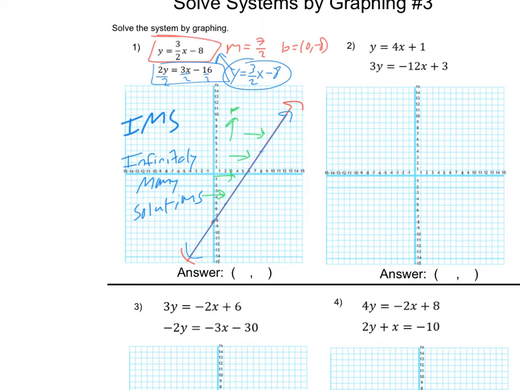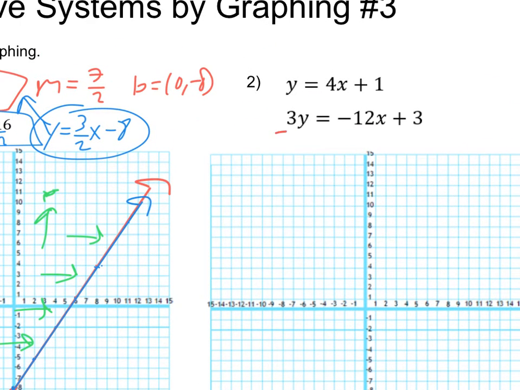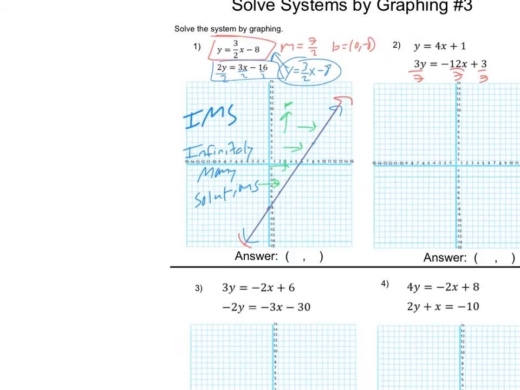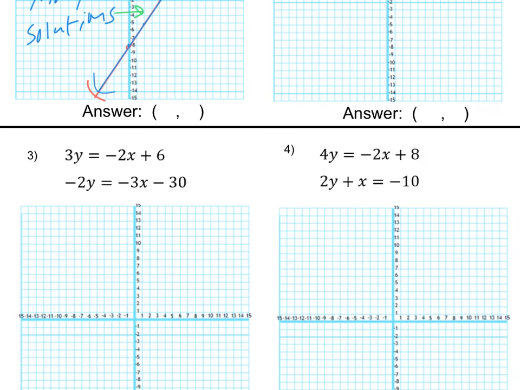And again, as you look at some of these first ones, you're going to have to solve them for y first. And number 2, you're going to have to divide everything by 3 in that second equation so that you can start graphing. Number 3, you'll have to divide the top equation by 3 and the bottom equation by negative 2, right? And number 4, you'll have to do some things like that as well to first get them in slope-intercept form, and then you'll be able to graph. So again, just some helpful hints. If you're still having trouble, let me know.